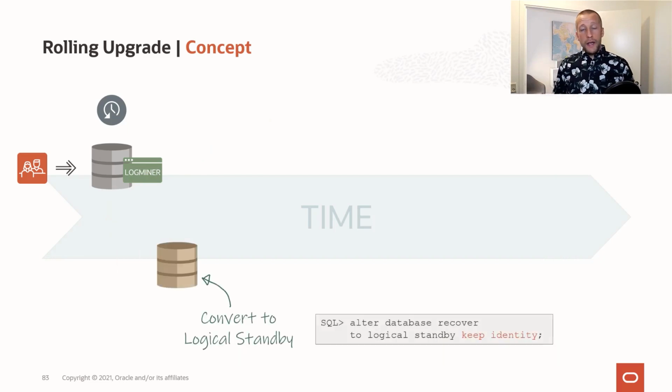We can then change our physical standby into a logical standby. When we do that, it's very important that we use the keep identity clause on the alter database statement, because this ensures that the new logical standby will preserve the DB ID. This will become important later on when we need to convert it back into a physical standby.